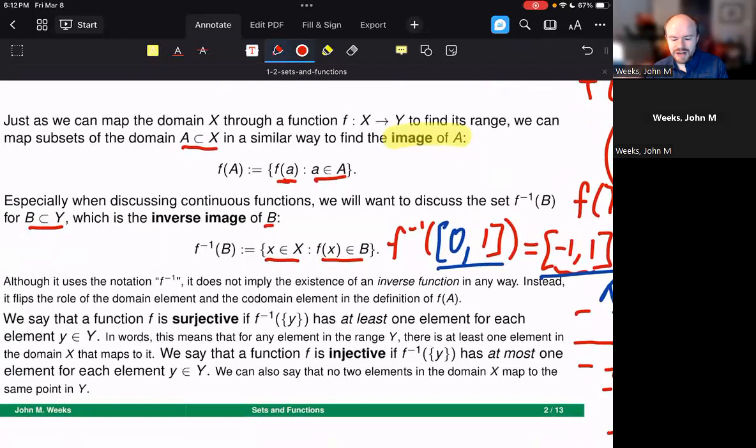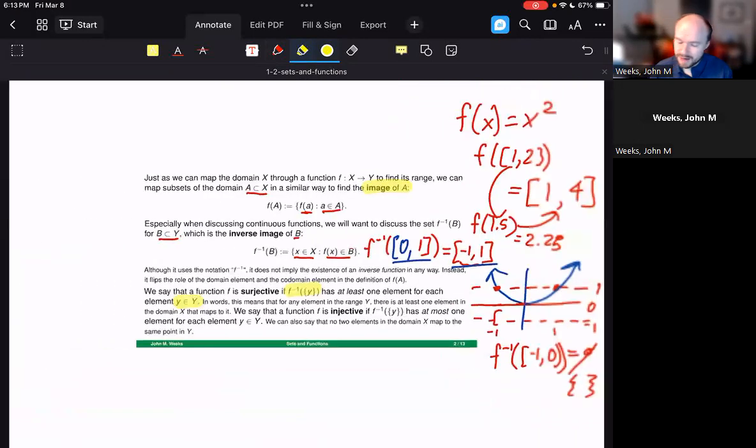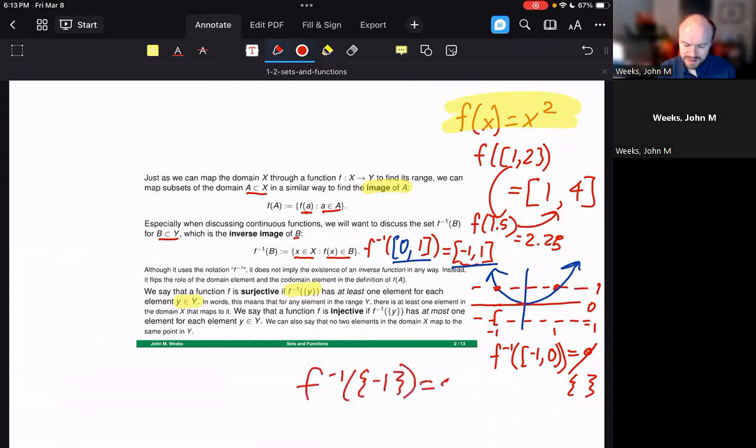We'll say that a function f is surjective if, whenever you take a look at f inverse of a single element y, this has at least one element in it for each element y inside of Y. So for example, the function f(x) = x squared is not a surjective function. I could take a look at f inverse of the set {-1}, and I would get the empty set.